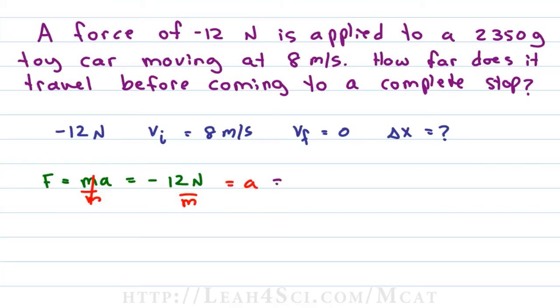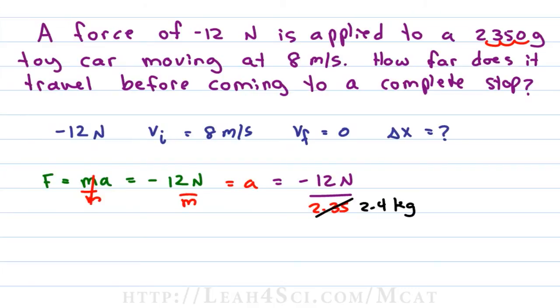So acceleration is equal to negative 12 newtons divided by the mass, which has to be in kilograms and not grams. 2,350 grams has to be divided by 1,000 to get kilograms, or simply move the decimal back 3 spaces for 2.35, which we can round to 2.4 kilograms. The reason we round to 2.4 is that 12 nearly divides nicely by 2.4.